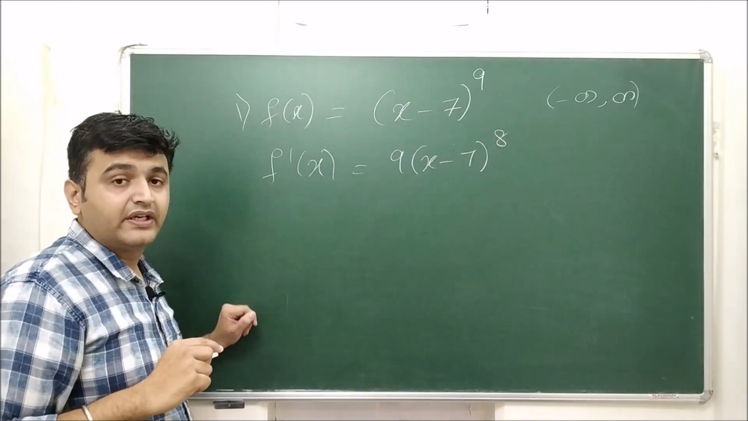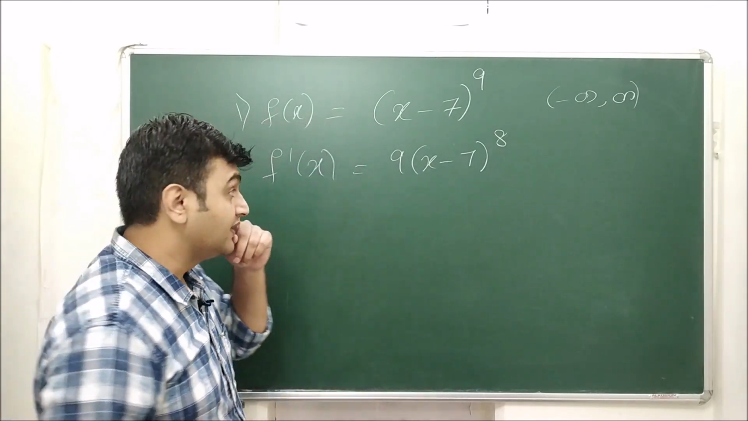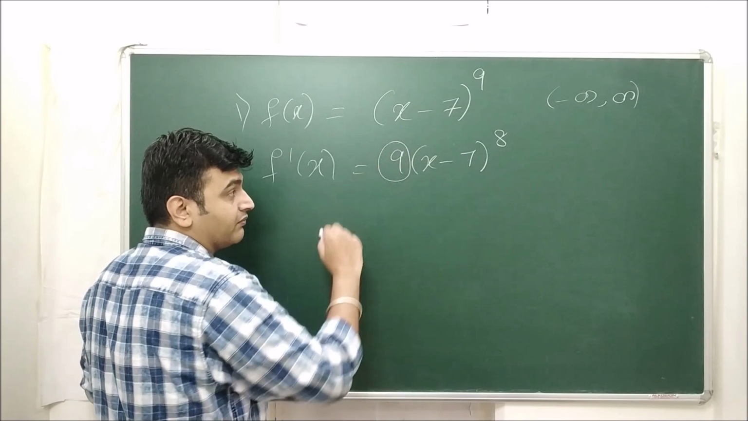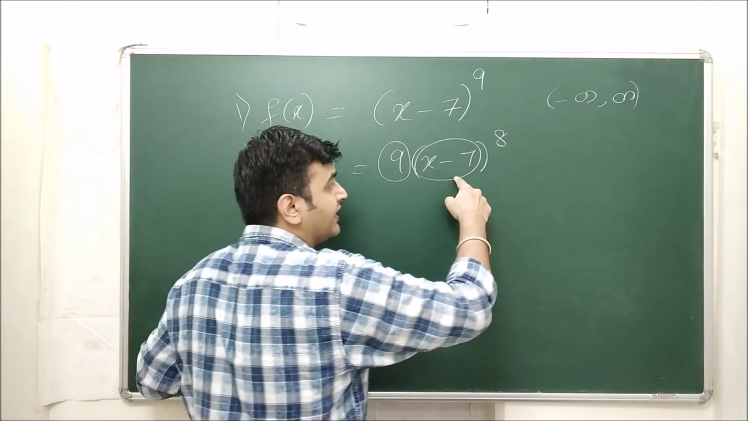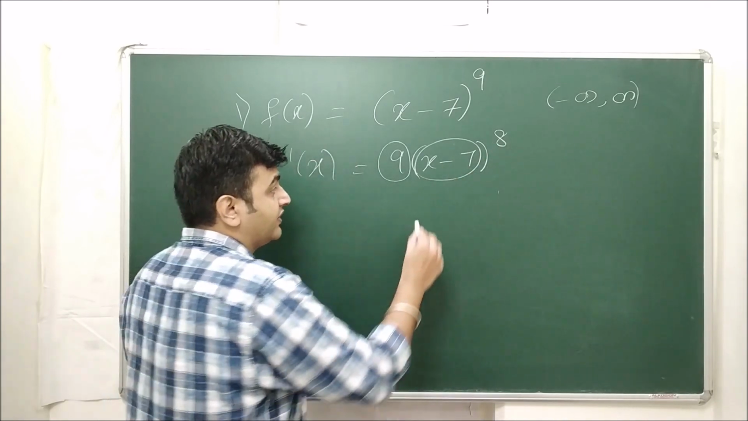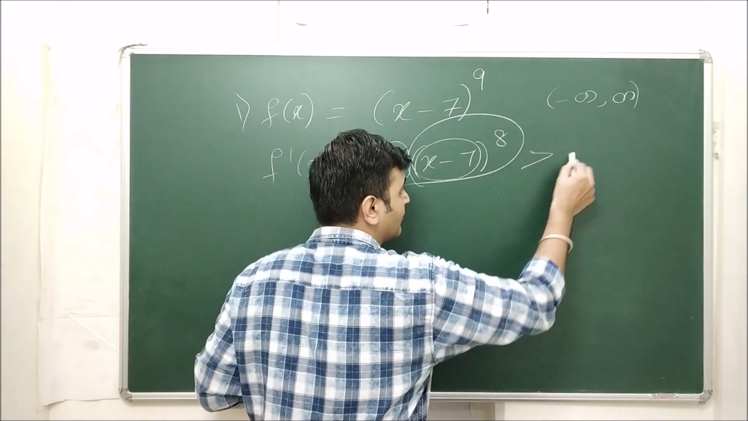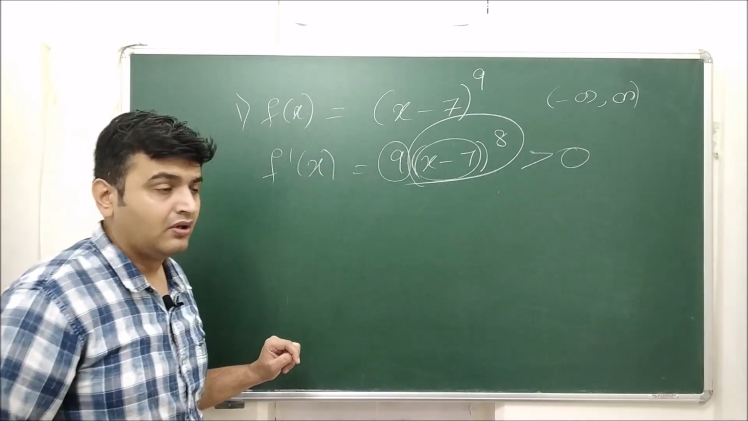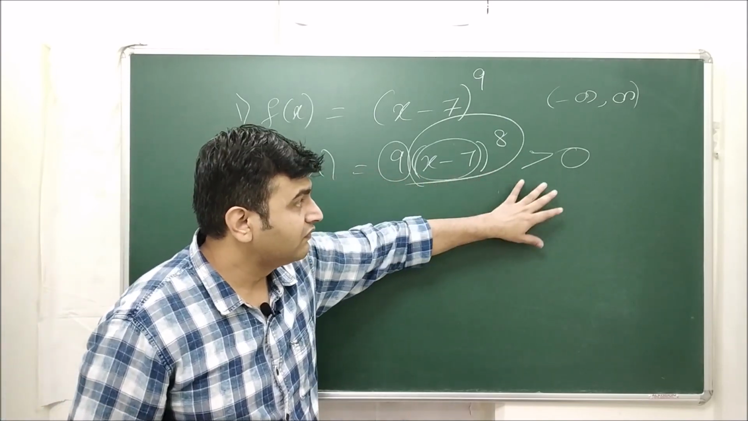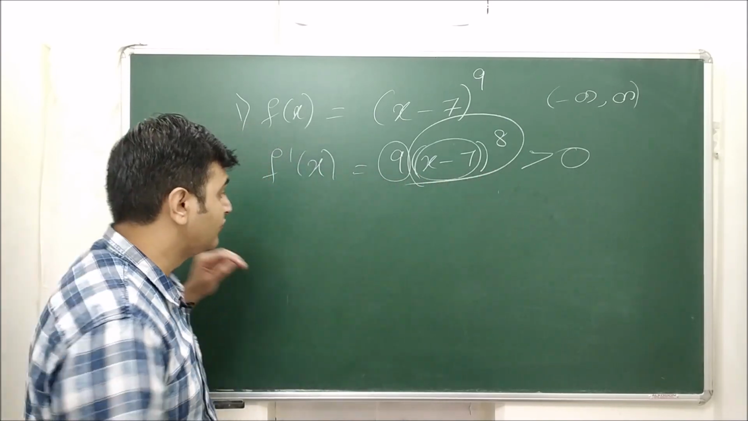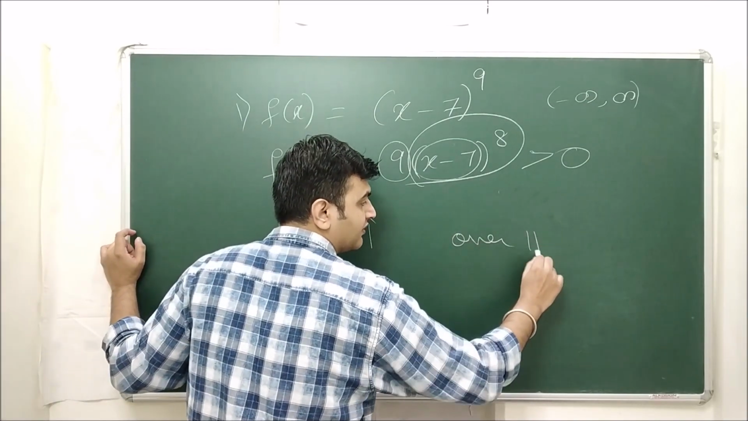Now what can you say about the derivative? Is it positive or negative for x belonging to this interval? As you can see, 9 is a positive number. x minus 7 can be anything, positive or negative, but I am taking its even power. So this is also greater than or equal to 0. Therefore your derivative is always greater than or equal to 0. At 7 it is equal to 0, but it's okay. So the derivative is always positive. That means your function is an increasing function over the real numbers.